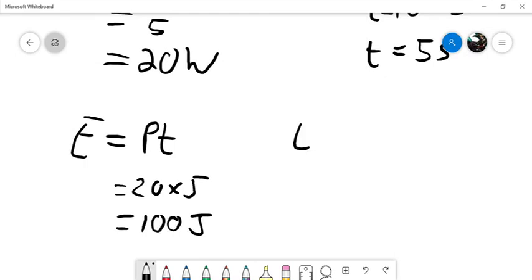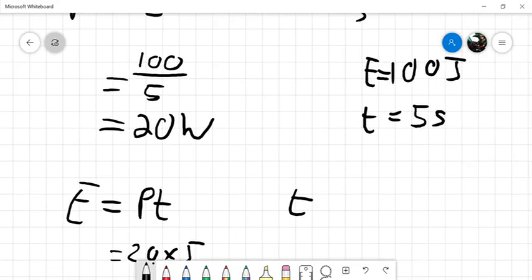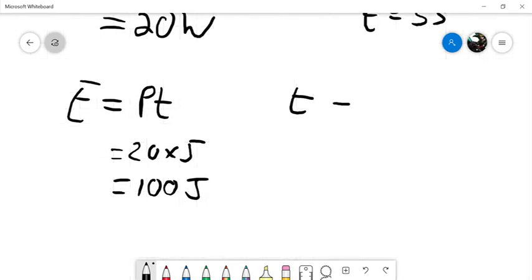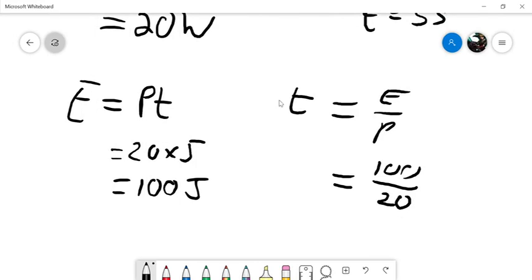And again, if we want to find out what time is, well, because power is energy over time, then time is energy over power. And again, we can stick those numbers in if we want to find out how long it takes. We have 100 joules and 20 watts gives us 5 seconds.